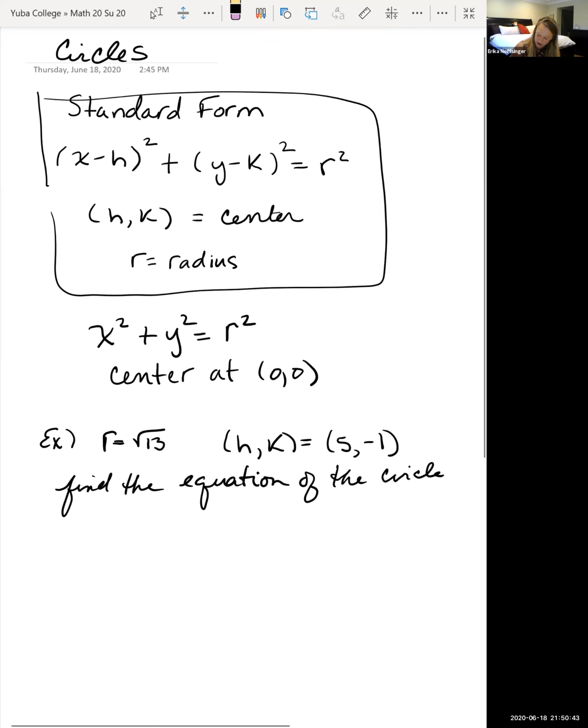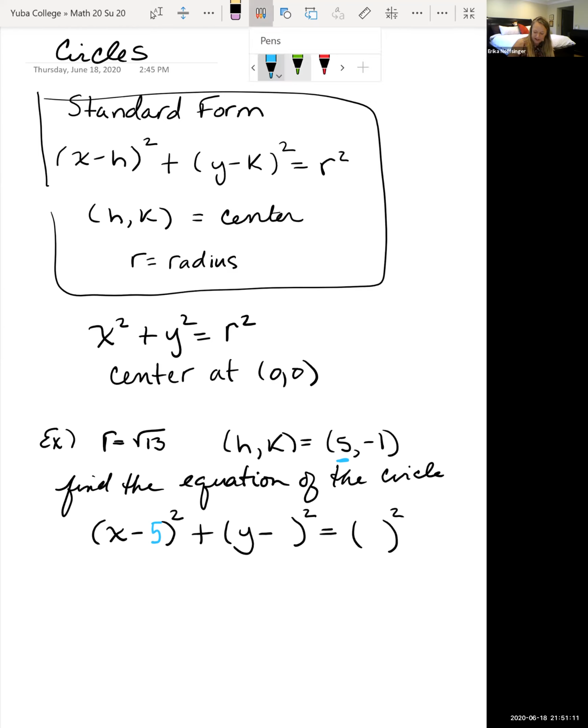So we're going to go through here and plug in what we know. Well, we have x minus whatever that h value is, we'll come back, quantity squared plus y minus whatever that k value is, I'll come back in a second, squared equals whatever r is squared. So h is 5. So it's x minus 5. My k value here is -1. So it's minus a -1. And my r value, my radius I'm given, is square root of 13.